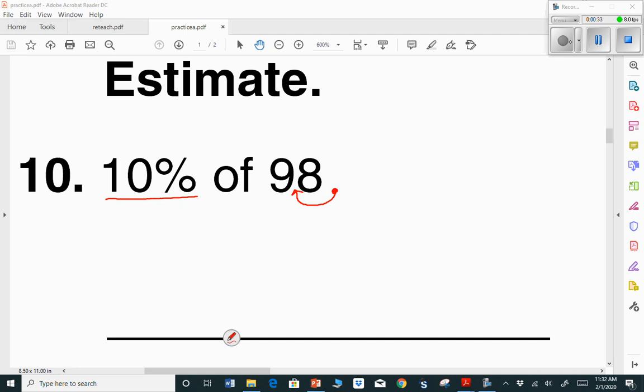But since they're looking for an estimate, we're going to go for something that is compatible with 10% and near 98. So we'll say 10% of 100, and we'll say the answer then is 10. So whenever you're dealing with 10%, you just bump the decimal point back one place. That's the easiest kind of estimating with percents.